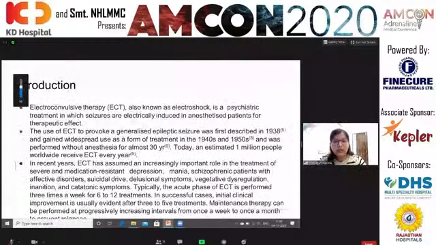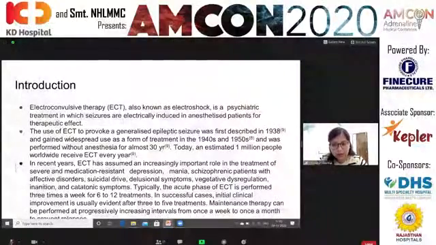The use of ECT is to provoke a generalized epileptic seizure, and it is important in the treatment of severe and medication-resistant depression, mania, and schizophrenia. ECT is usually performed 3 times a week for 6 to 12 treatments, and then maintenance therapy can be performed progressively. Next slide, please.